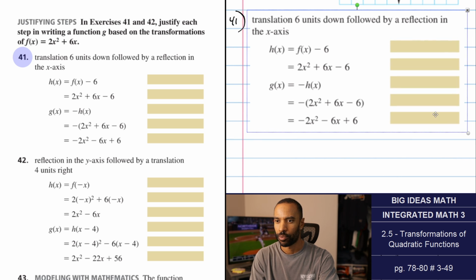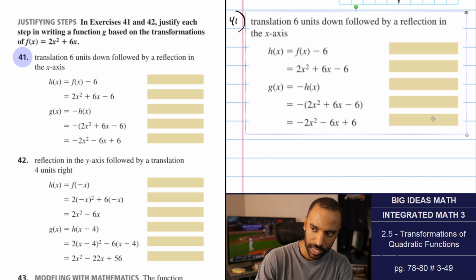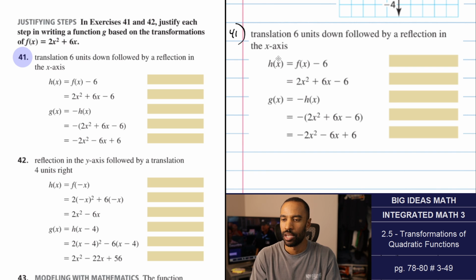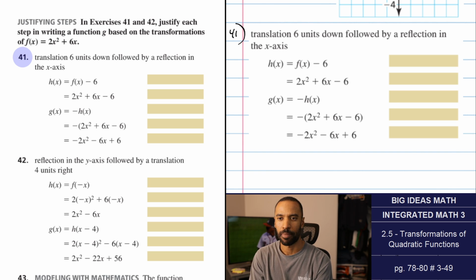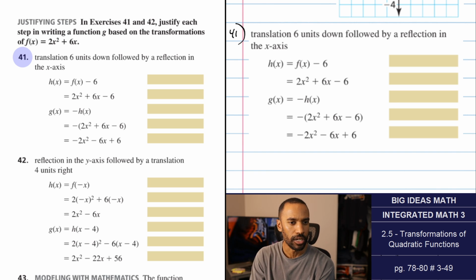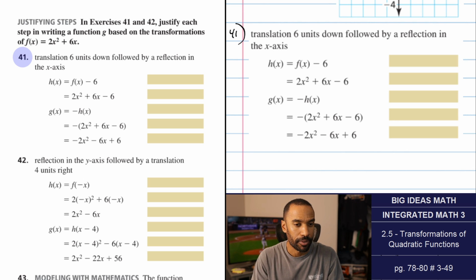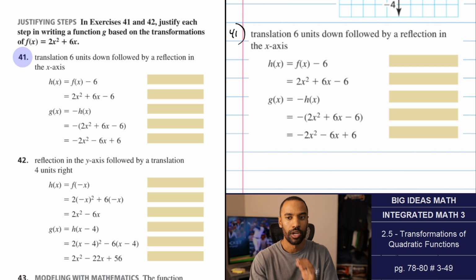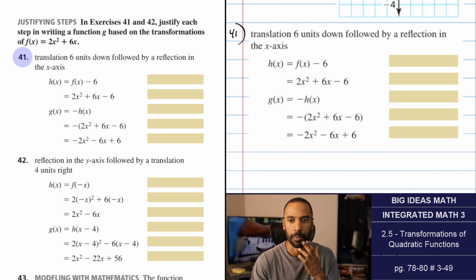Okay, I don't know what they want us to do here yet. Translate 6 units down followed by a reflection in the x-axis. So h of x equals f of x minus 6. Wait, what are we doing? Justify each step in writing a function. We're justifying why we're doing it. Why we're doing it or stating what we're doing? I actually don't know what we're supposed to do. Do we say subtract 6 from the function? Let me think about that.